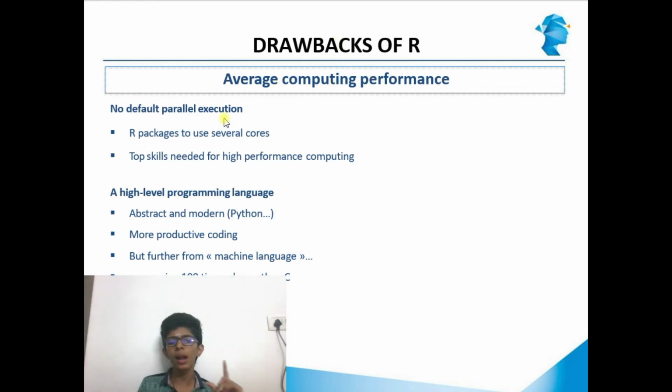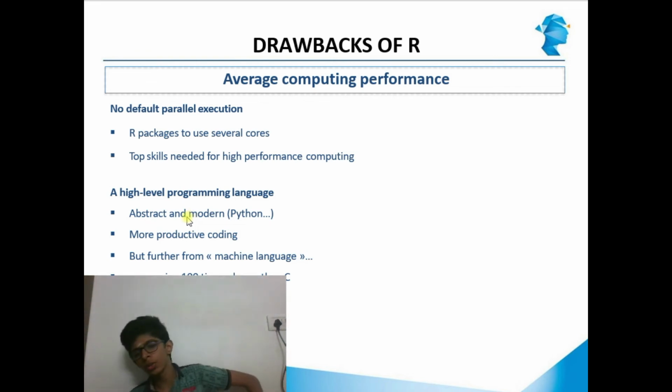No default parallel execution, or packages to use several cores, and top skills are needed for performing high computing. There are A-level programming languages, abstract and modern, like Python. Actually it is not that Python is leading R, but R is a straight comparison to Python. Let's see who wins in the Python versus R video in the next lecture.